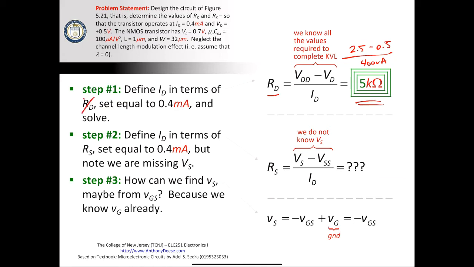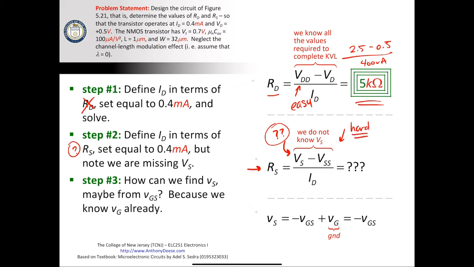So we got our RD, that's good. Next, we want to figure out what RS is. We try to set up an equation for that using KVL and Ohm's law. Unfortunately, we don't know what VS is, so this is not going to be as easy as this one. So this one was easy, and this one's going to be a little bit harder.